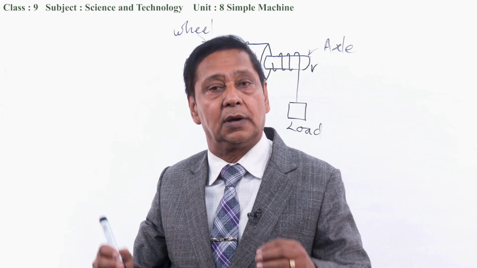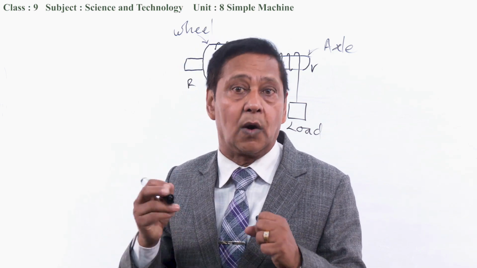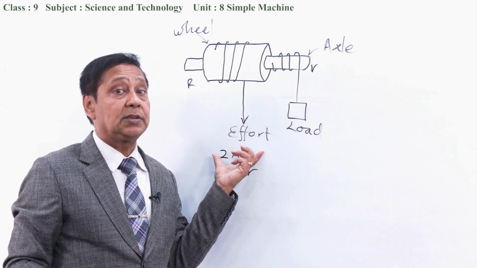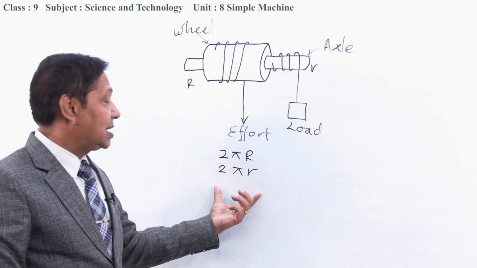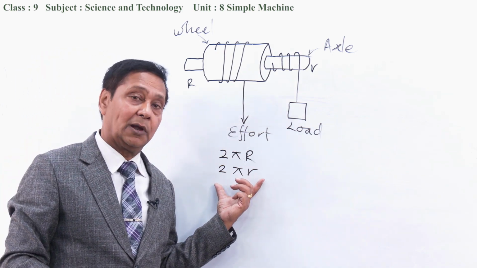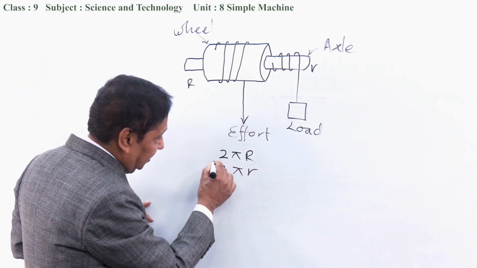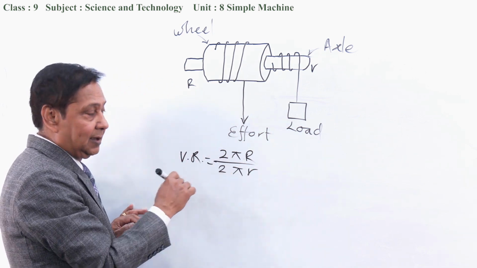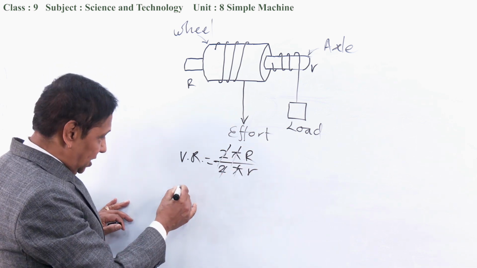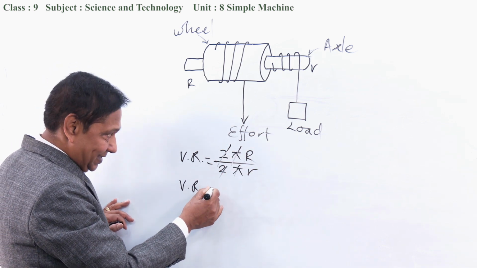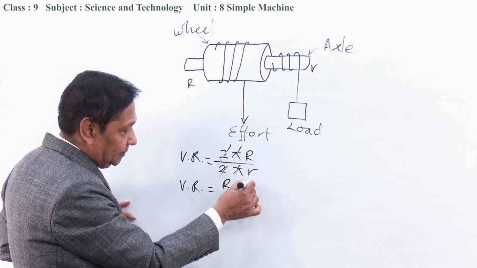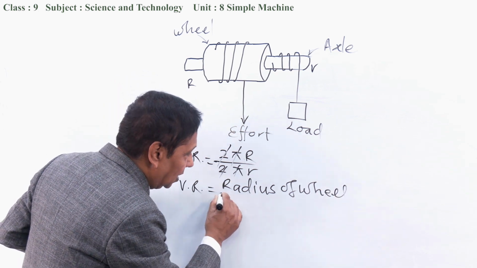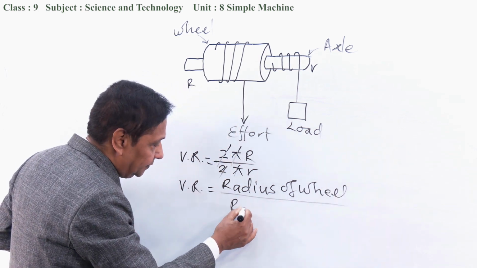What is velocity ratio? The ratio of the effort distance to the load distance is called velocity ratio in a simple machine. Here, effort distance is the circumference of the wheel, 2πR, and load distance is the circumference of the axle, 2πr. And the ratio of these two, if taken, represents the velocity ratio of wheel and axle. And 2 cancels, pi cancels. It means velocity ratio is equal to radius of wheel upon radius of axle.